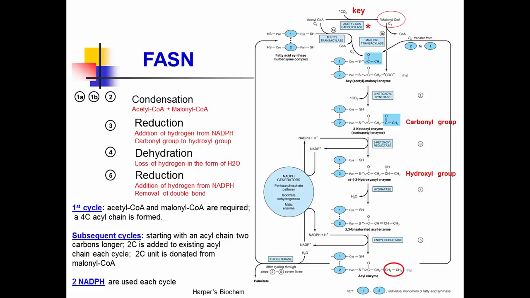And then the next step is the dehydration. So you lose one water molecule and generate a double bond, right? One water molecule is removed from this position, and you generate a double bond here. And then the following step is the reduction reaction again. You add hydrogen, which again comes from the NADH, to the molecule and remove the double bond, right?